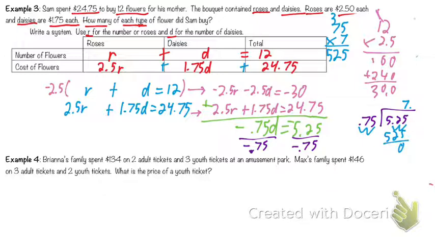All this to say, D equals 7. So how many daisies did Sam get his mom? 7. Now what else do we need to go back and find? How many of each type?